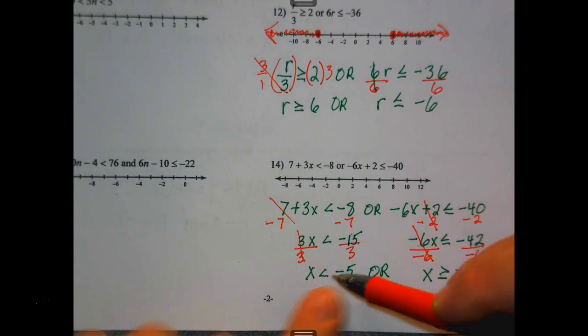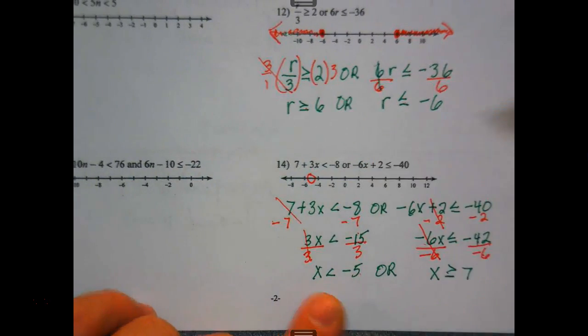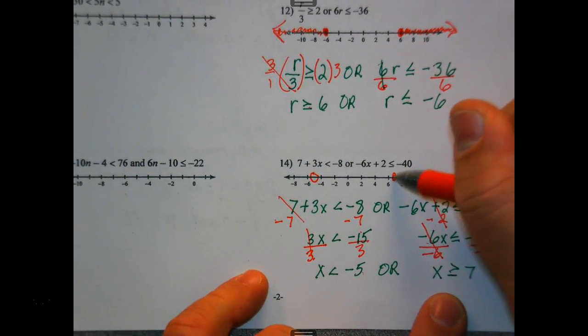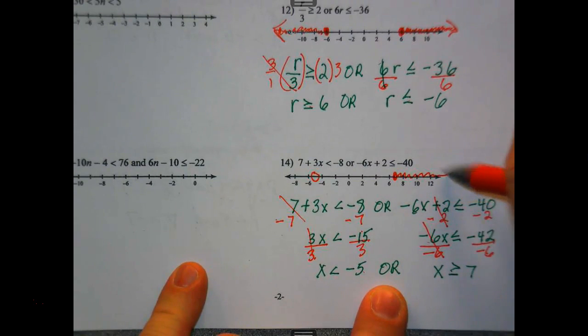Negative 5 gets an open circle. 7 gets a closed circle. It's an or problem, so they go opposite ways.